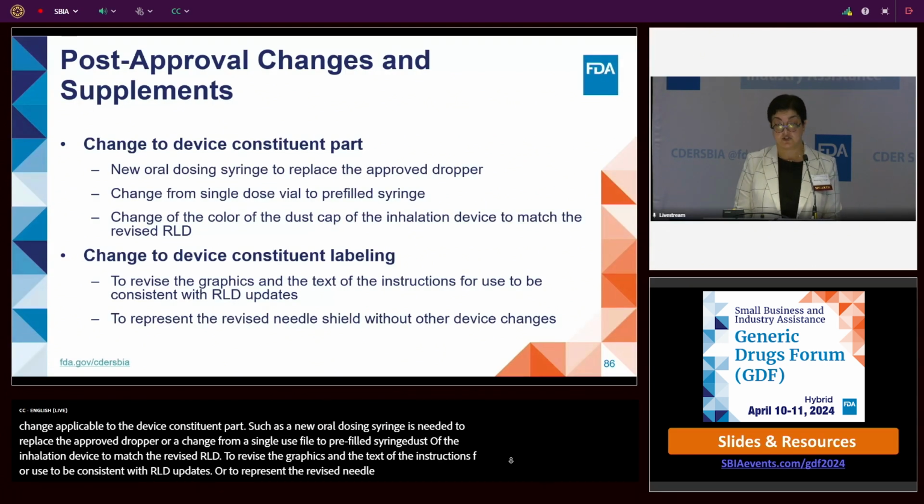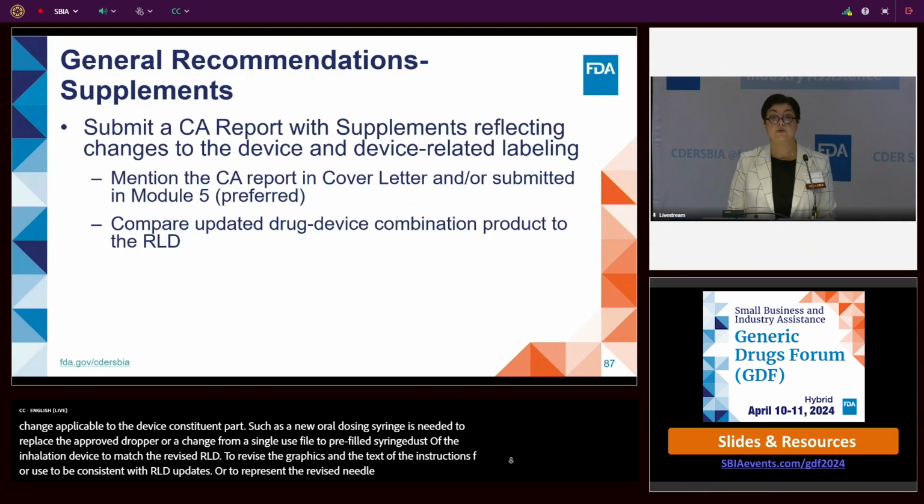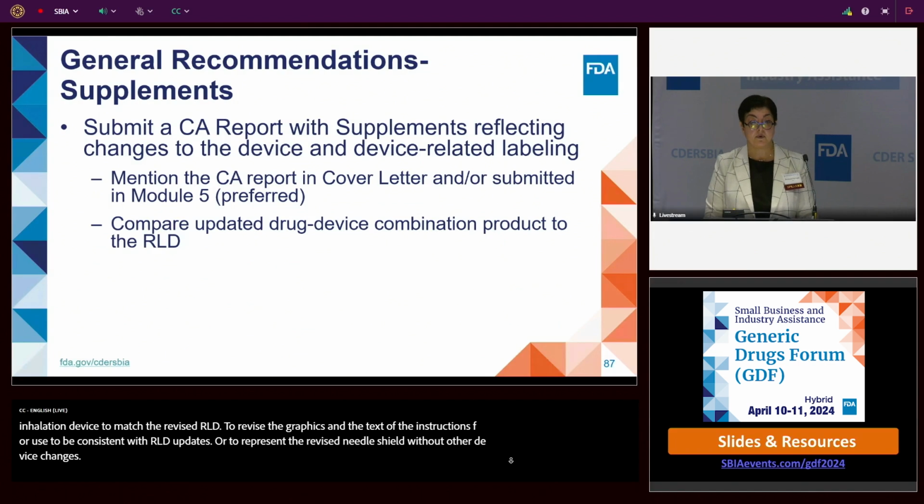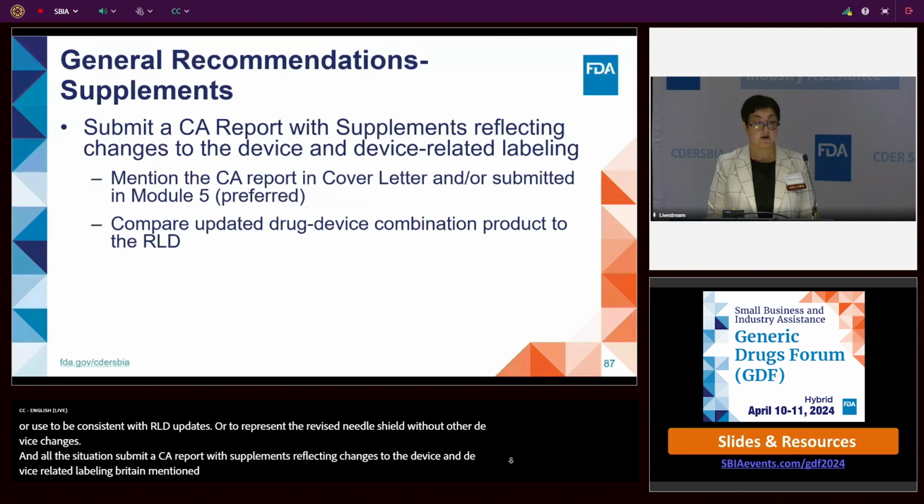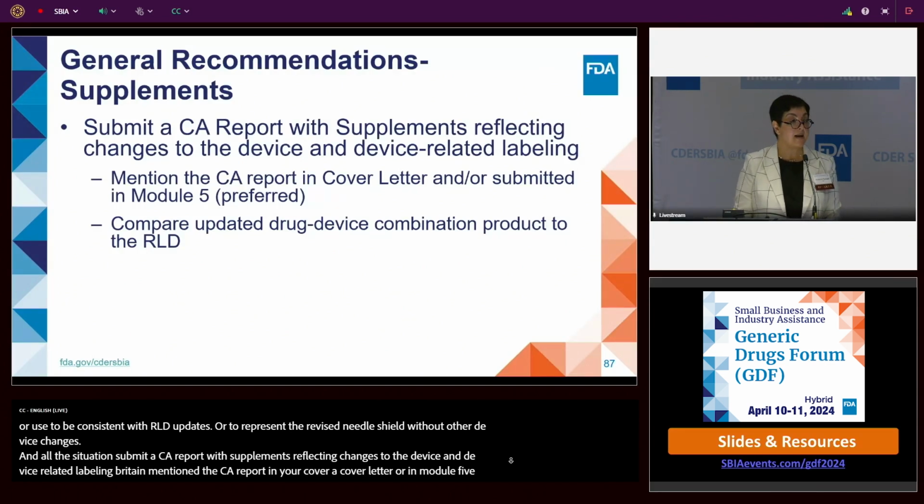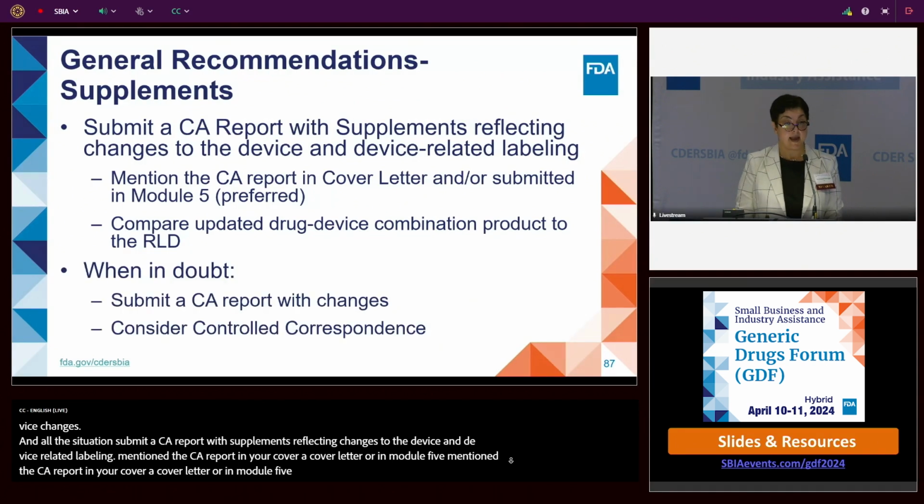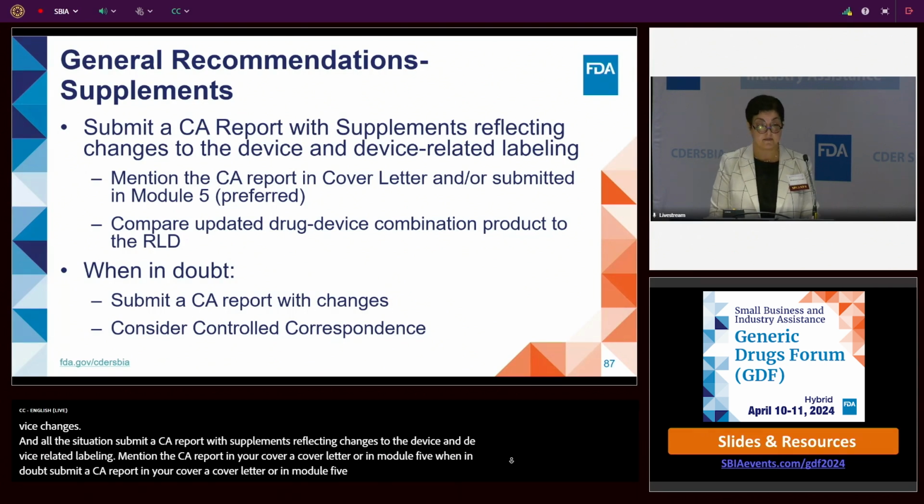without other device changes. In all those situations, submit a CA report with supplements reflecting changes to the device and device-related labeling, and mention the CA report in your cover letter or submit it in Module 5, which is the preferred module for the submission of those CAs, and compare the updated drug-device combination back to the RLD. Again, when in doubt, submit a CA report with changes and consider a controlled correspondence with us.